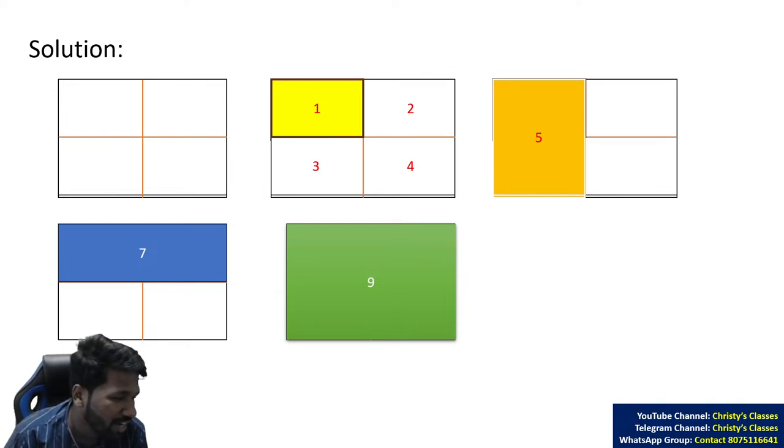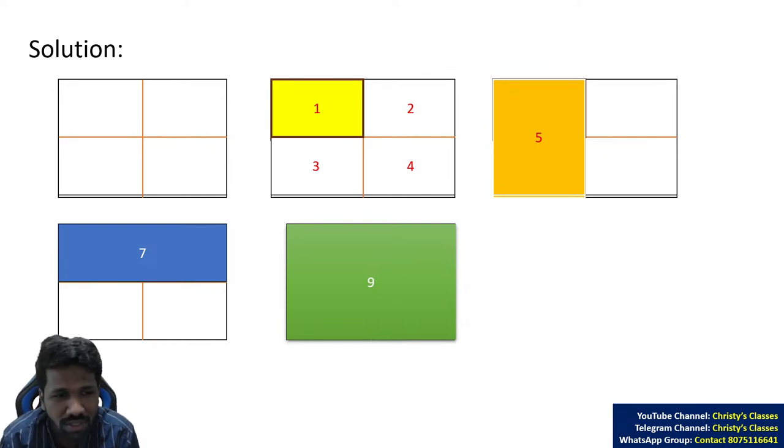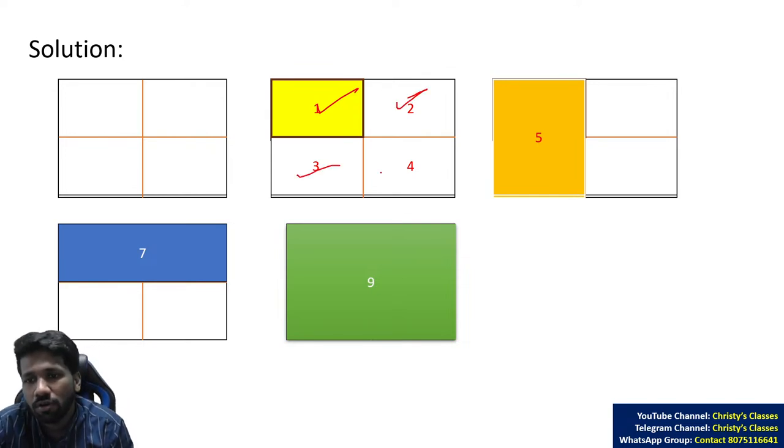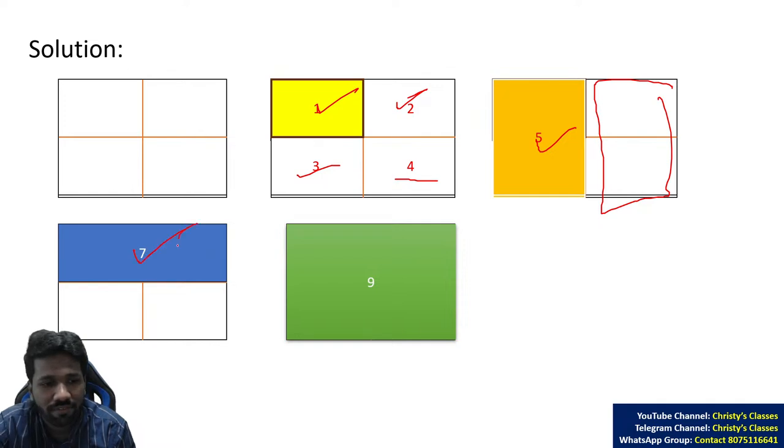Because instead of directly giving a picture and count, they have asked you to draw or imagine the picture and then count 9. Is everyone clear? I have represented it here. 1, 2, 3, 4. Then similarly 5 and here 6. Here 7. Here 8. Here 9.